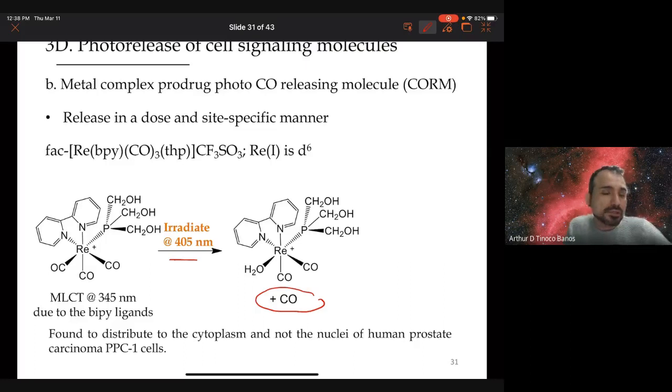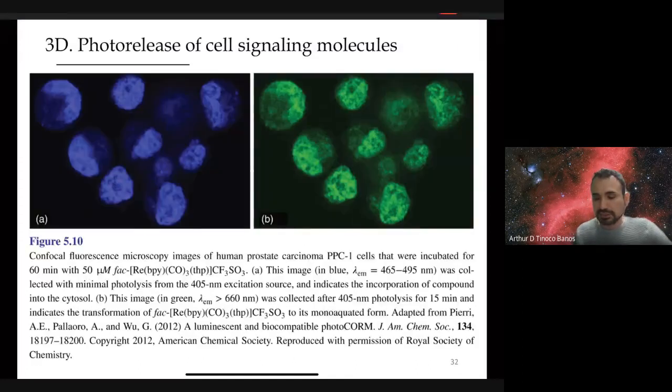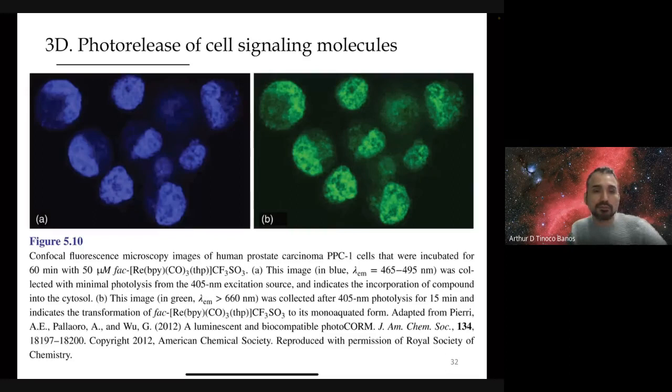The compound is found to distribute to the cytoplasm and not the nuclei of human prostate carcinoma PPC1 cells. So here's just the example of what I just mentioned in terms of where it's localizing. Here are the use of dyes to be able to indicate what's observed. To the left, let's see, A is this image. We're looking at the PPC1 cells treated with 50 micromolar of this complex.